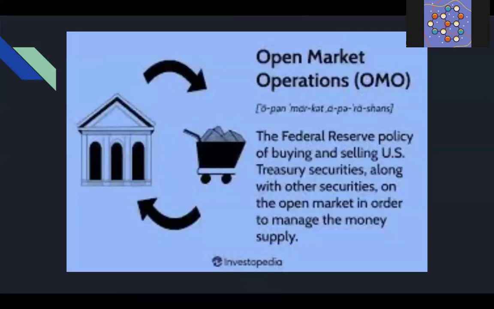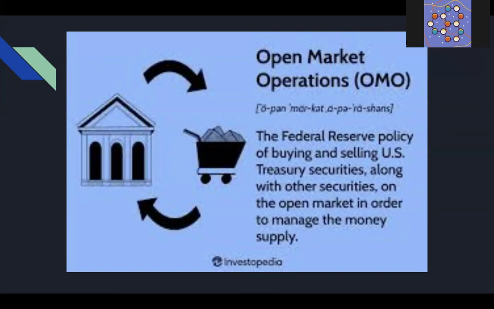First, open market operations, or OMO. This is the most frequently used tool by the Federal Reserve. It involves the buying and selling of government securities like treasury bonds in the open market. When the Fed buys securities, it injects money into the banking system, increasing the money supply and lowering interest rates. This encourages borrowing and spending, which helps stimulate the economy.